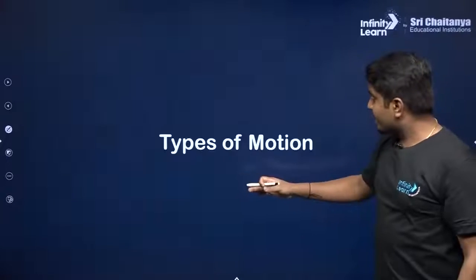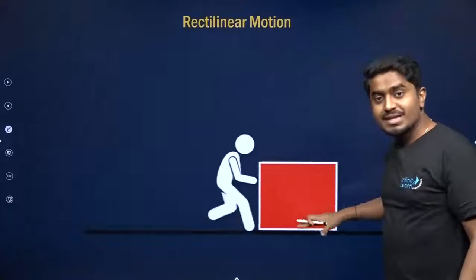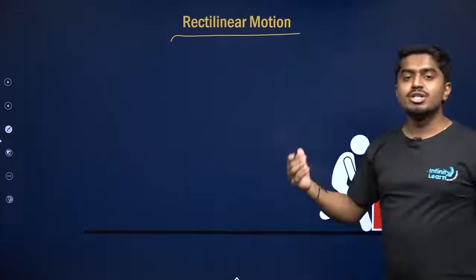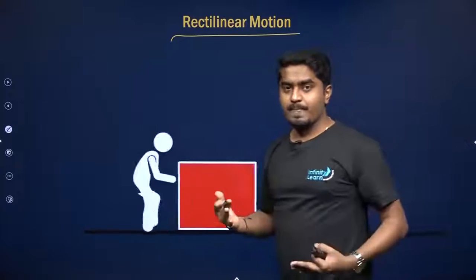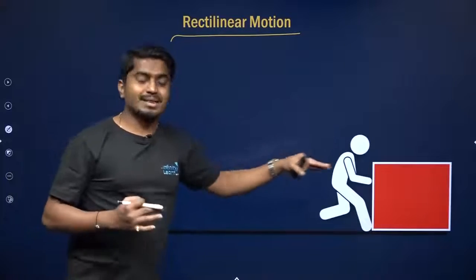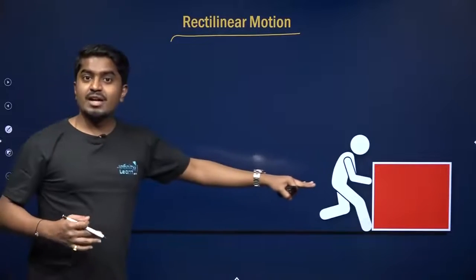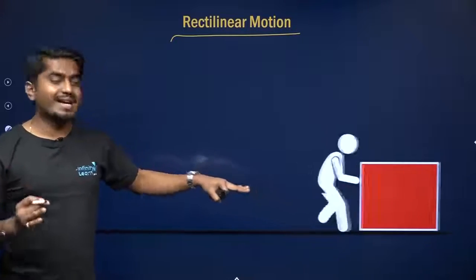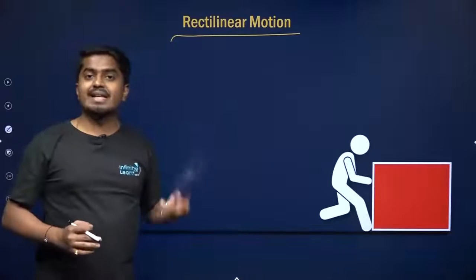Yes. So whenever the object moves in a straight line, that is called rectilinear motion or simply linear motion. Okay. The object is not moving along any random path. It is a very directional, unidirectional path, along a straight line. That is called rectilinear motion.